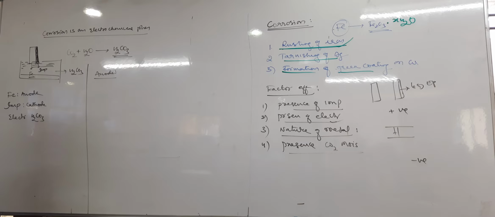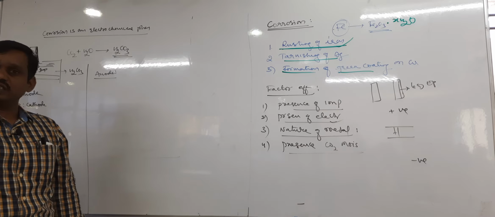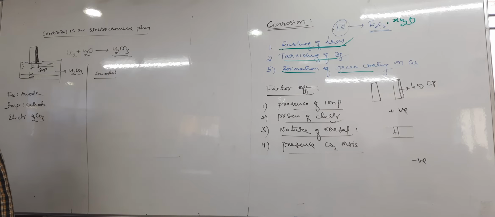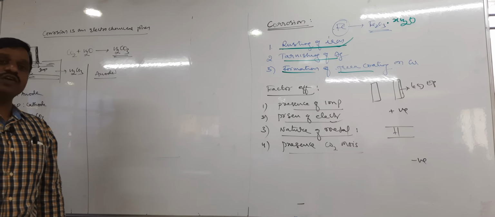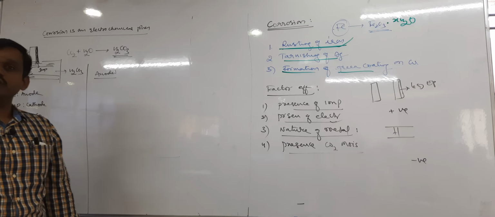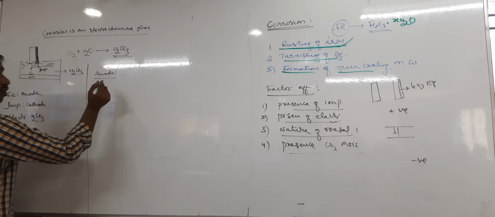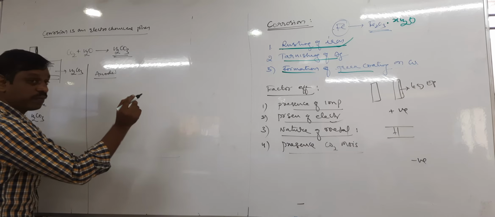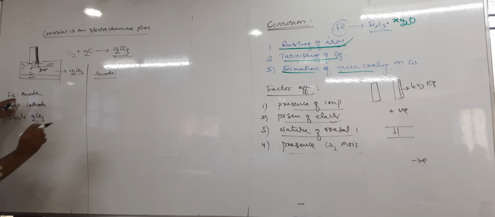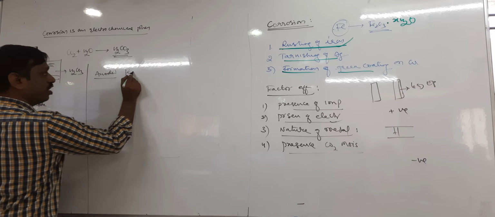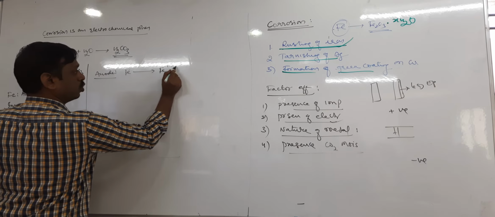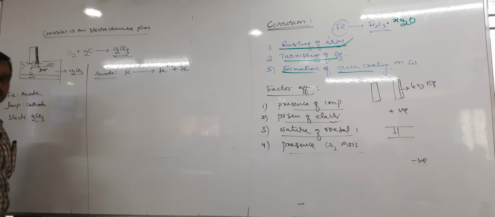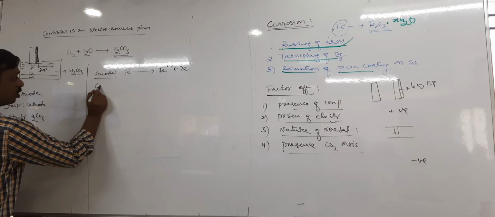Now you just compare with Daniell cell. In Daniell cell, zinc rod is placed in zinc sulfate, copper rod is placed in copper sulfate. Which is anode? Zinc rod. So what reaction occurs at the zinc rod? Zinc undergoes oxidation, right? Zinc gives rise to zinc plus 2, no? Now here also iron undergoes oxidation. Fe gives rise to Fe plus 2 plus 2 electrons. That is oxidation.